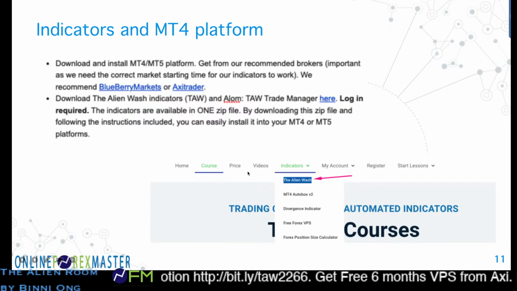All right. Next is our web page that tells you where to download the indicators. In fact, we have sort of streamlined to have everything contained in one page, which is the Alien Wash indicator page, right? So you download one zip file, and in that zip file contains all the indicators. So you don't need to go to different places to download them. Okay, just one zip file.